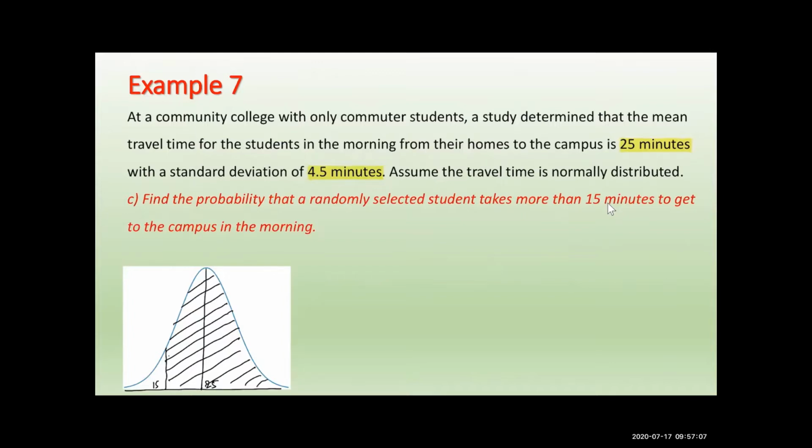So here we write probability that X is more than 15 is equal to, again, because we are calculating the probability or the area, we use normal CDF. The lower limit is 15 in our case. Upper limit, we go up to infinity, so E99. Mean is 25. Standard deviation is 4.5. So we are going to type that in our TI-84 calculator.